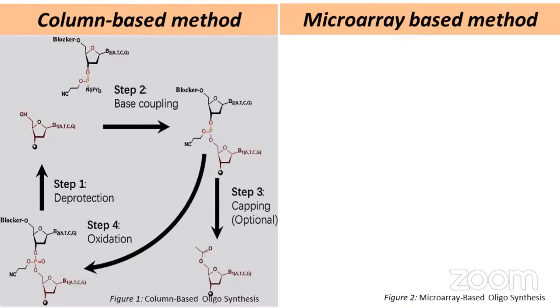Third, a small number of 5' hydroxyl activated nucleotides not involved in the condensation reaction are prevented from participating in the reaction by acetylation. Fourth, oxidation of trivalent phosphite to pentavalent phosphate using an iodine solution. After addition of all nucleosides in series from 3' to 5', the obtained oligo is released.